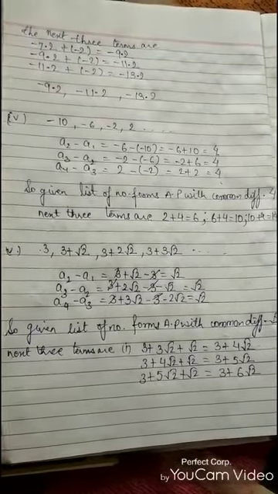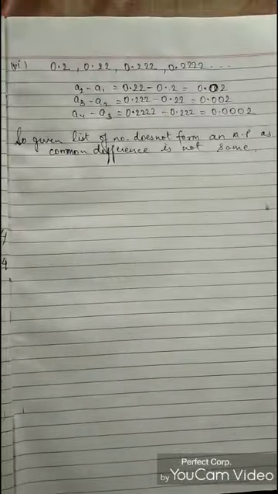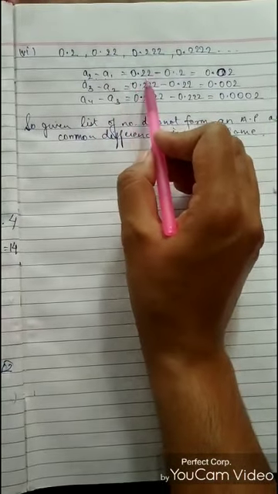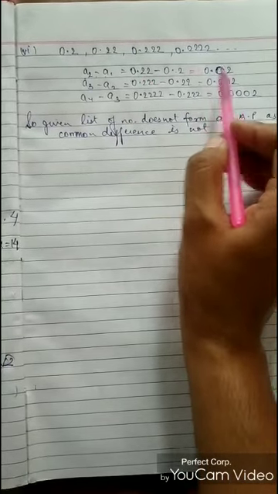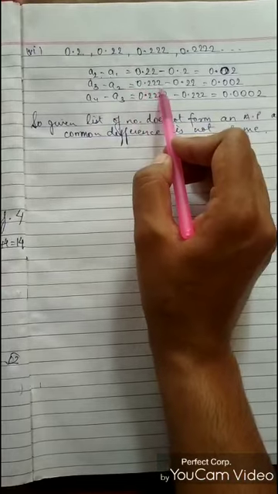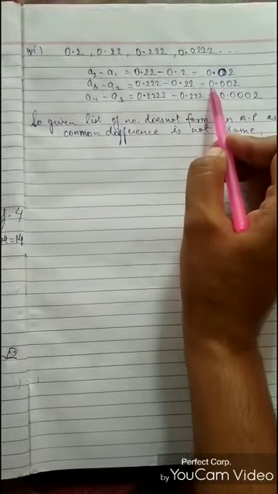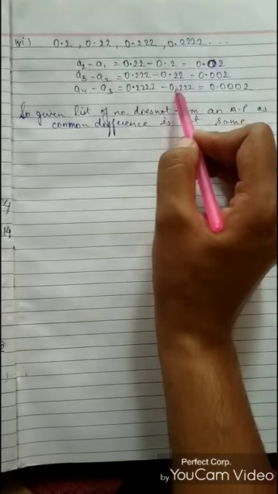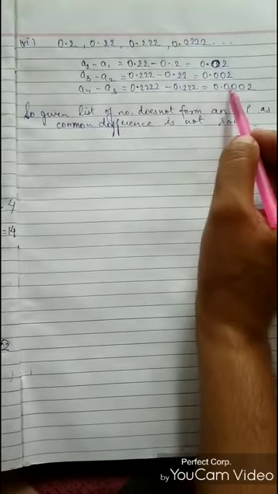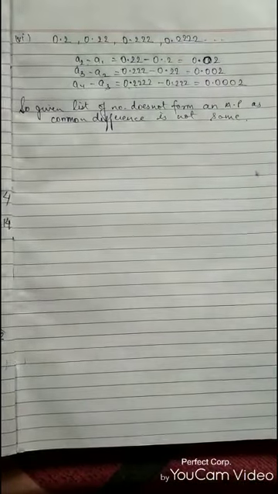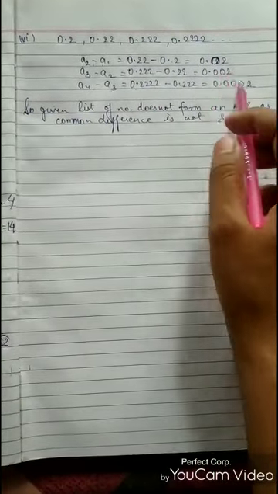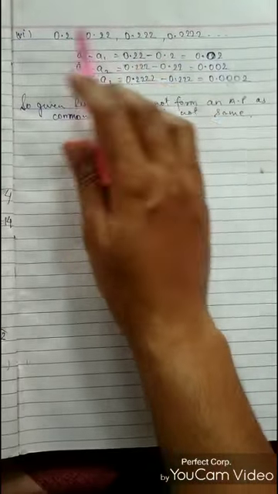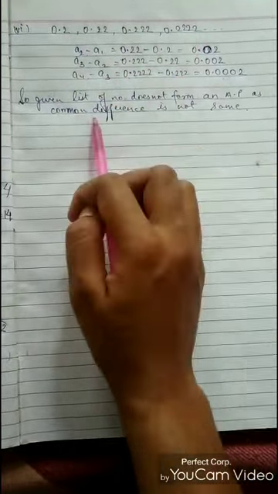Now next question, question number 6. In the sixth question again what do we do? A2 minus A1, which is 0.22 minus 0.2, will give you 0.02. A3 minus A2, 0.222 minus 0.22, will give you 0.002. A4 minus A3 is 0.2222 minus 0.222, which will give you 0.0002. So here the list does not have the same common difference. That is why this list is not in AP. So this list does not form an AP as the common difference is not same.